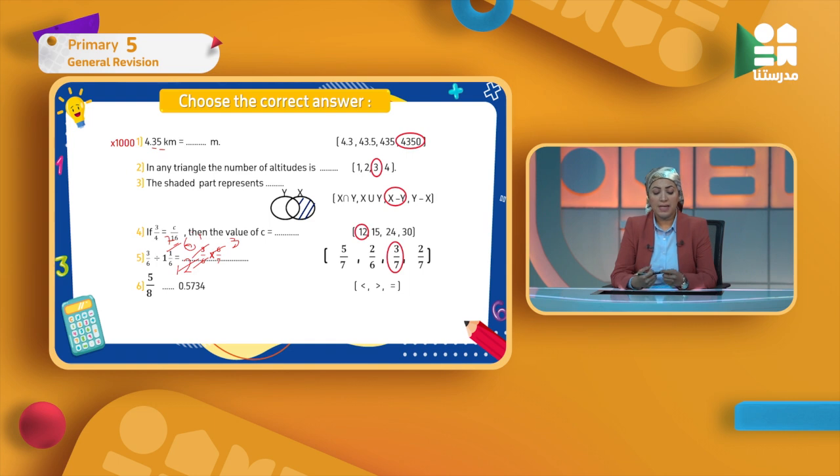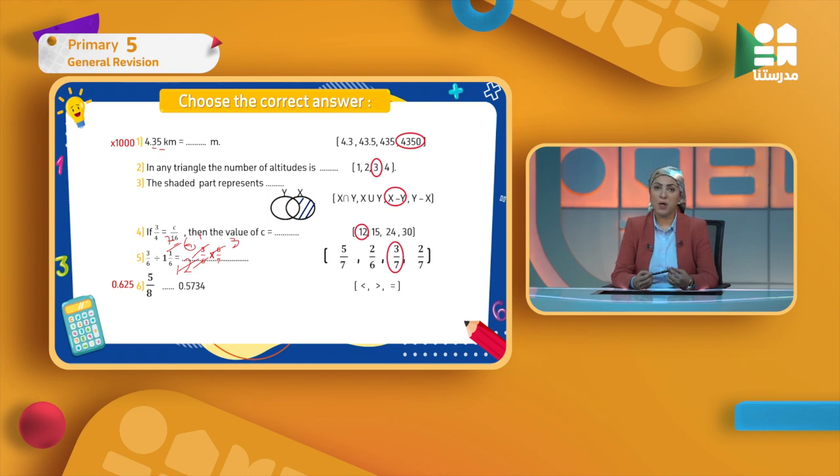5/8, is it smaller than, bigger than, or equal to 0.5734? To know the answer, both must be fractions, or both must be decimal numbers, or a whole and a decimal number. So here I will divide the 5/8. We do long division, 5 divided by 8. The answer will be 0.625.